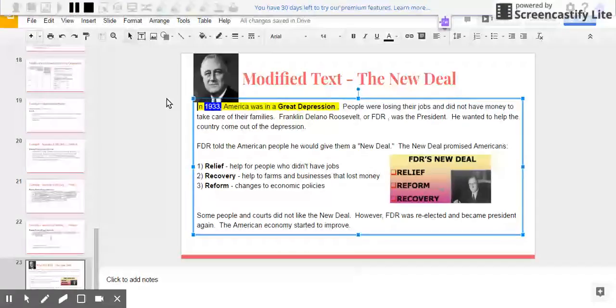In 1933, America was in the Great Depression. People were losing their jobs and did not have money to take care of their families. Franklin Delano Roosevelt, or FDR, was the president.